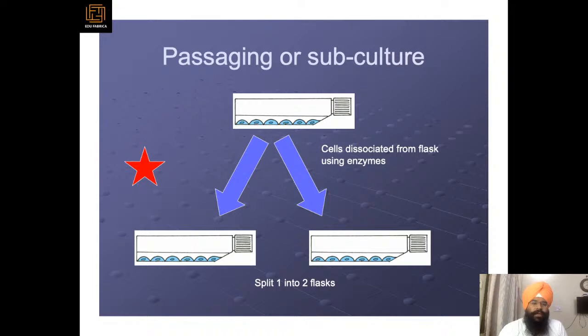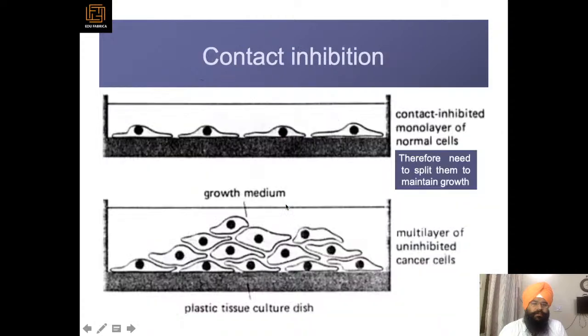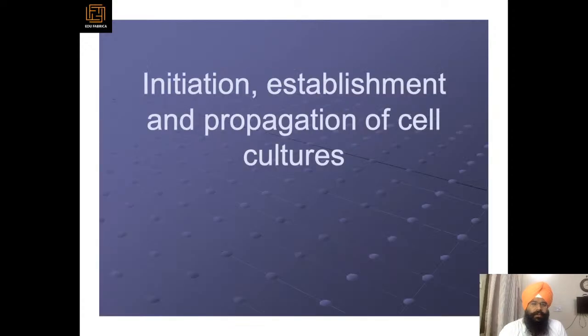Passaging we did yesterday: how you can passage your cells from one culture to another so that they do not die, and you can split them into two flasks. Normal cells form a contact-inhibited monolayer, so they need to be split to maintain growth, and we add growth medium. Cancer cells, however, form multilayers because they lack this inhibition. Plant tissue culture dishes look like this.